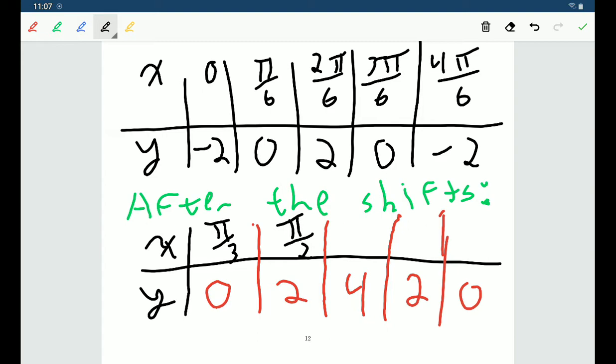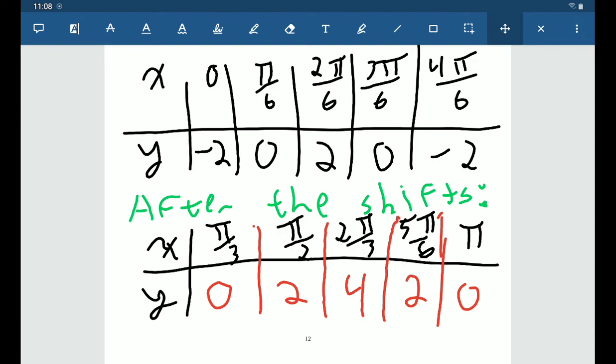And 2 pi over 6 plus pi over 3 would be 2 pi over 3. And 3 pi over 6 plus pi over 3, that would be 5 pi over 6. And then lastly, 4 pi over 6 plus pi over 3, that would be just pi itself, 6 pi over 6 or pi. So now we have our tick marks for pi over 3, pi over 2, 2 pi over 3, 5 pi over 6, and pi, and those y values, 0, 2, 4, 2, and 0.